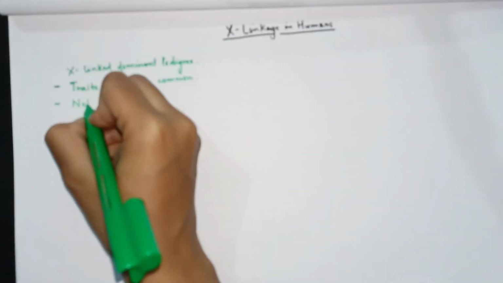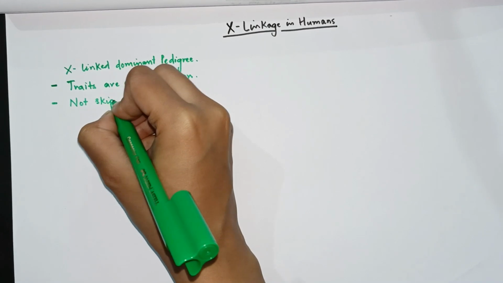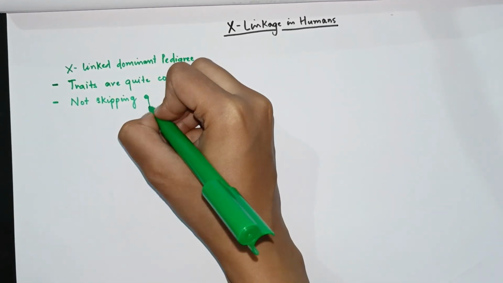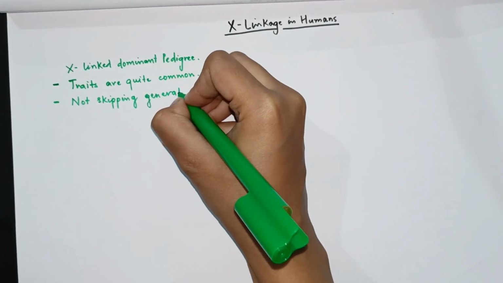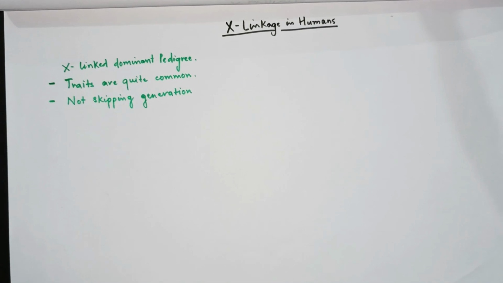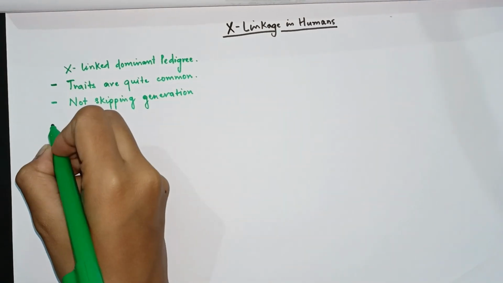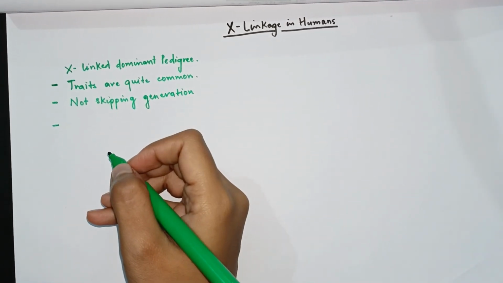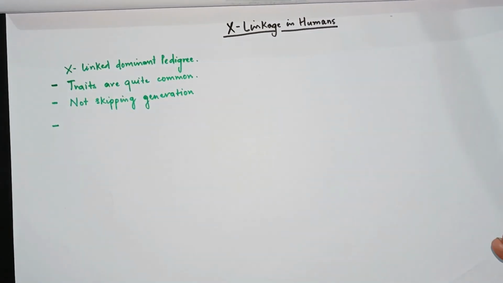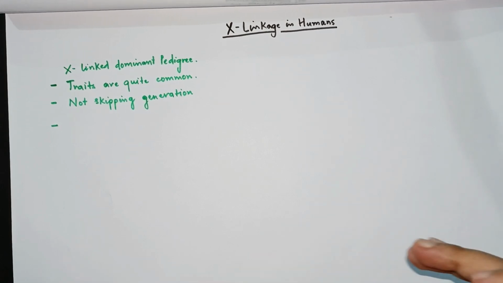Second point, not skipping generations. This is a characteristic trait of dominant pedigrees: it does not skip generations. It would be visible in every generation. The only important factor here is that multiple kids should be produced so that every possibility is possible.